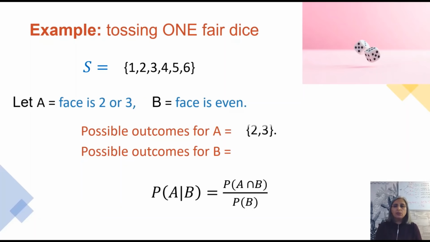And so when we compute the probability of the event A that the face is 2 or 3, given that B has occurred, that the face is an even number, it is the intersection of the events A and B. And you can clearly see that the intersection of A and B is just the number 2. And so the probability of A intersection B will be 1, because there is only one number in the intersection, and the probability of B will be 3, because there are 3 numbers. So the probability of A given B turns out to be 1 on 3.